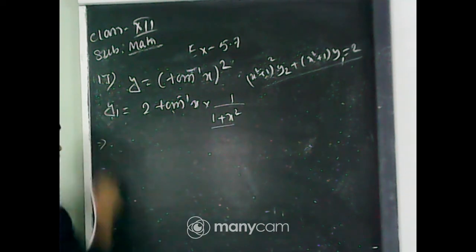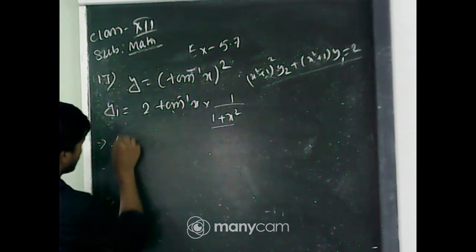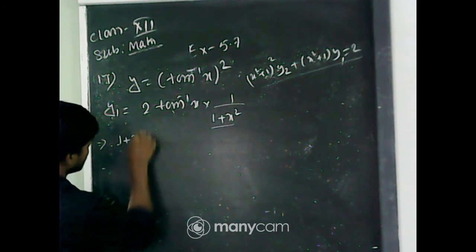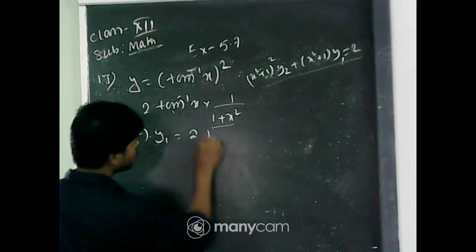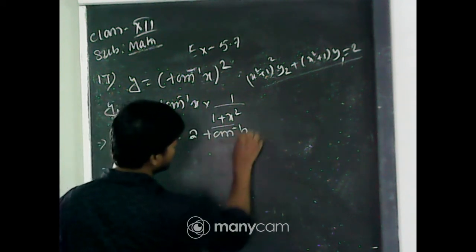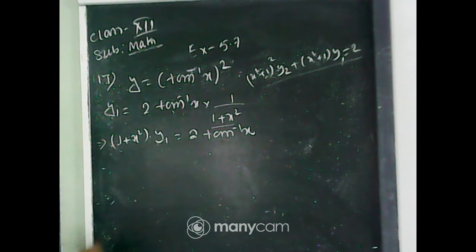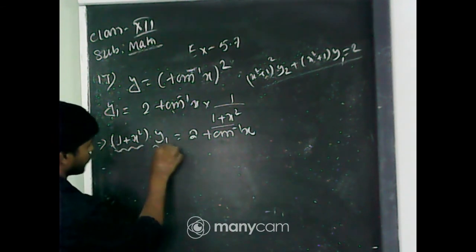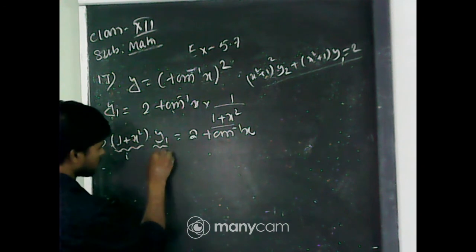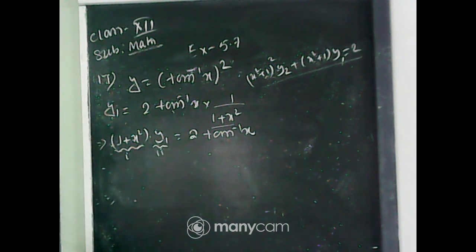Now multiply both sides by 1 plus x square. So if I multiply both sides by 1 plus x square, it will be 1 plus x square into y1 is equal to 2 tan inverse x. Now differentiate it again. Look, the left hand side is actually a product of two functions. Let this be the first function and this be the second function. Now apply the product rule.